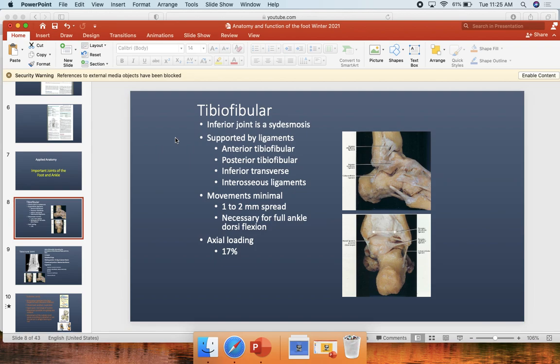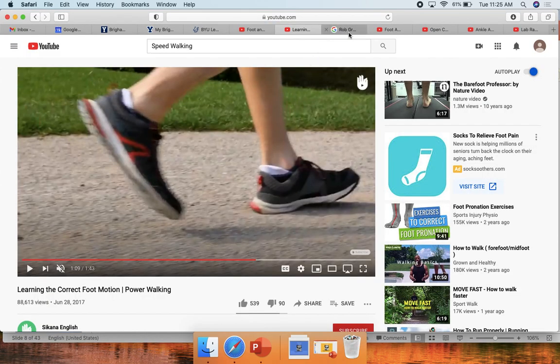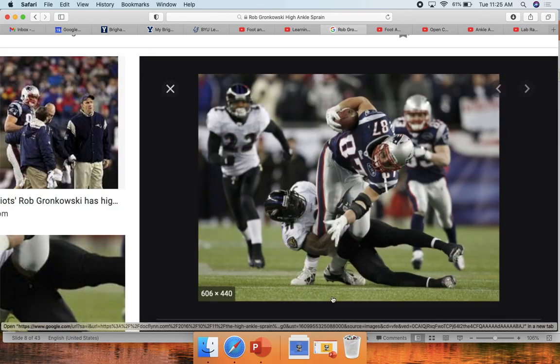I think the reason it's often forgotten in comparison to the other two joints is that it's the joint that allows for essentially no movement. Very, very little. You can see here 1 to 2 millimeters of spread. However, it is important, especially when we go through our dorsiflexion range of motion. Anyone who has gone through an injury to this joint, as Rob Gronkowski has here, or many other athletes, this injury is often, its common name is a high ankle sprain.